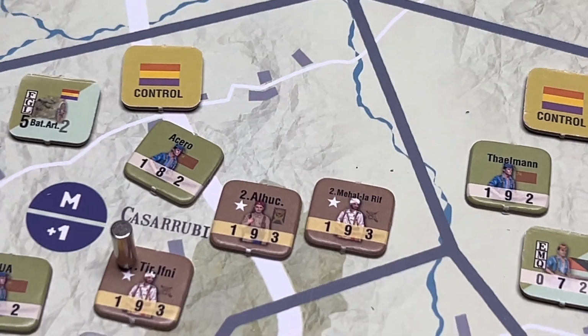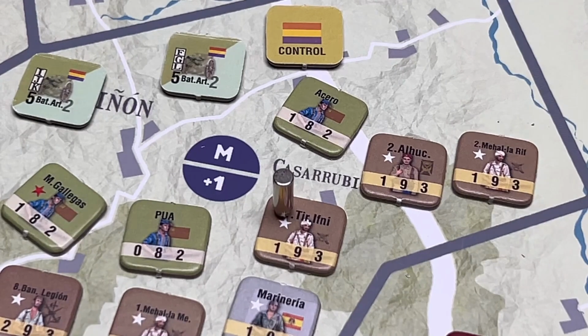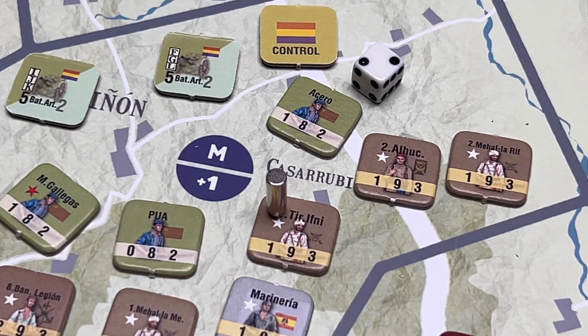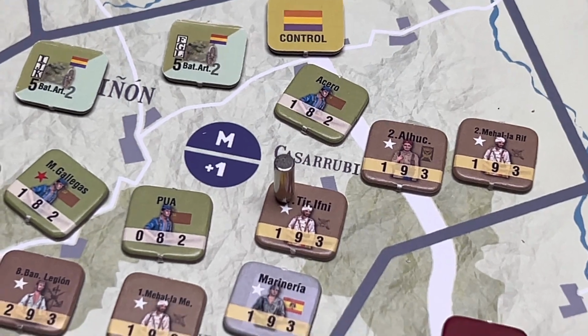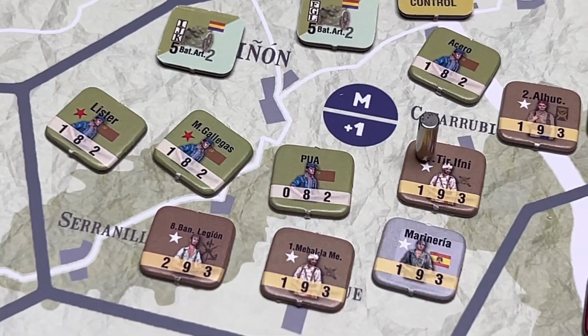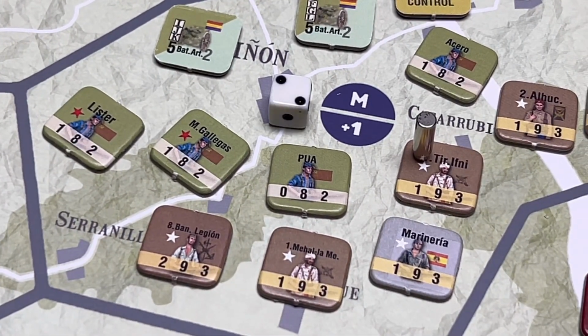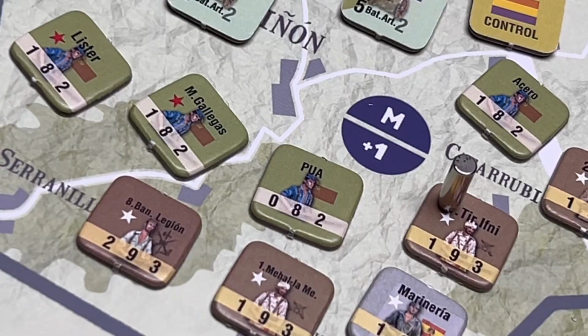Now it's the Acero Battalion's turn. The roll is a 2, modified to a 4, and it passes the morale check. And finally, we check for the Pua Battalion. It also rolls a 2, modified to a 4, and passes the morale check.